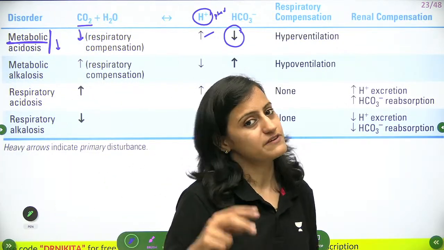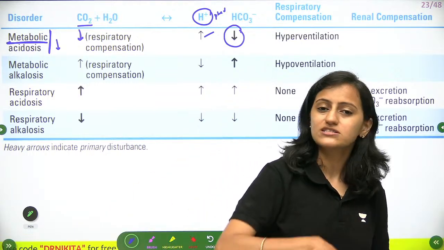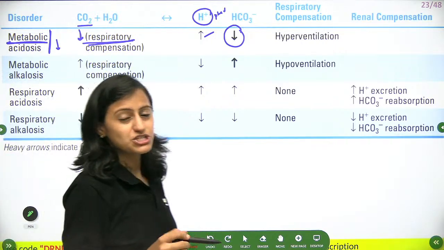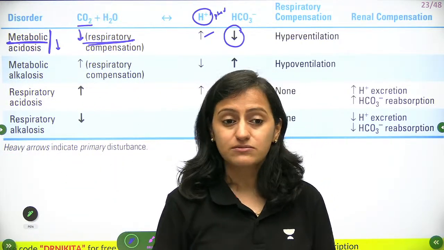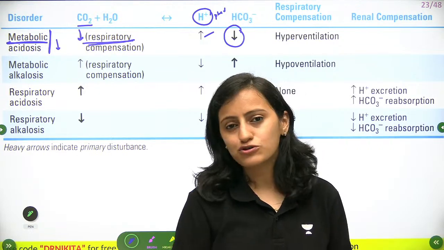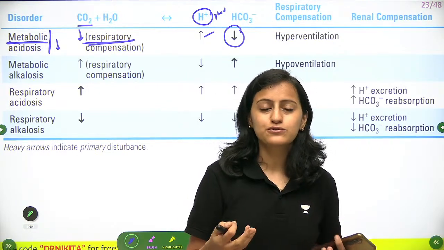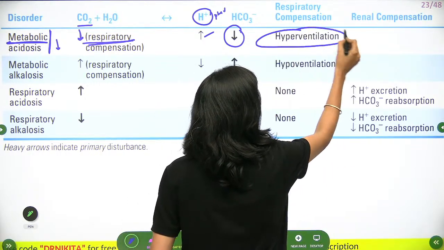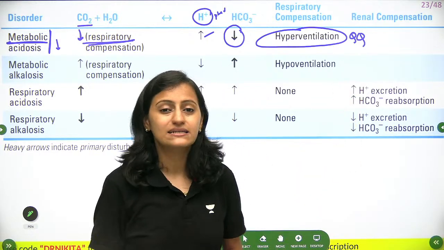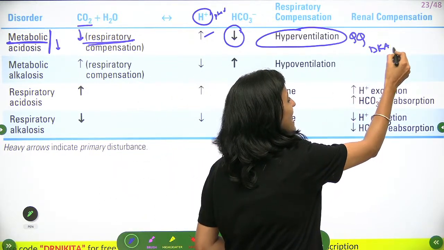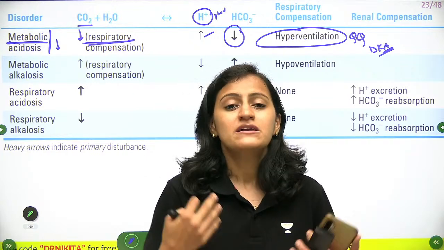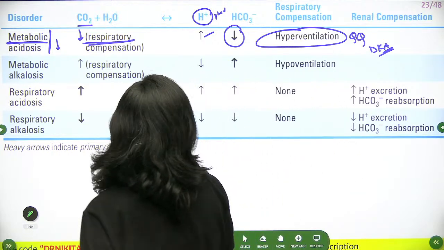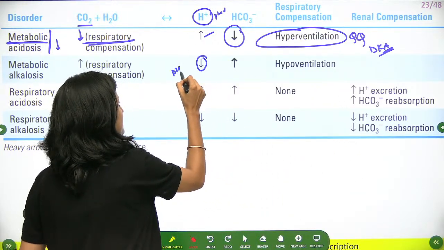In metabolic disorders, we have respiratory compensation. In respiratory disorders, we have metabolic compensation. So you want to decrease the PCO2, respiratory compensation. To decrease the CO2, the CO2 has to go out of the body. How will the CO2 go out? By hyperventilation. More CO2 washout, and that is why the compensation is hyperventilation. Like in diabetic ketoacidosis, which is metabolic acidosis, we see Kussmaul's breathing, which is hyperventilation.